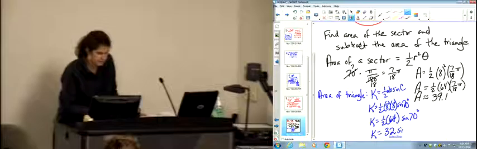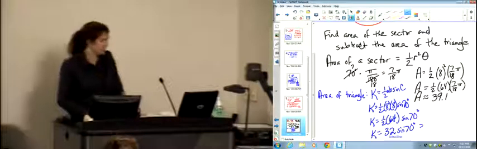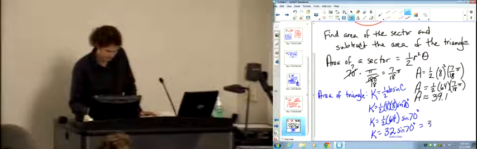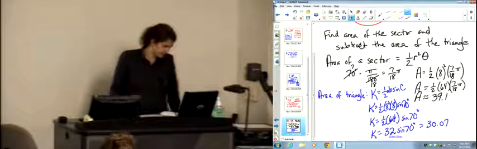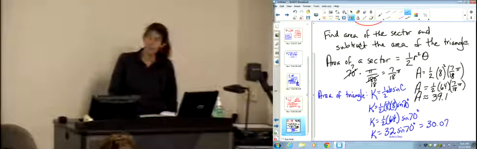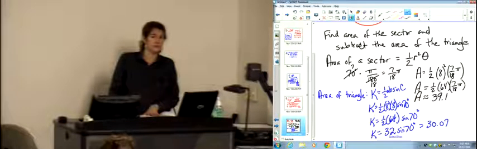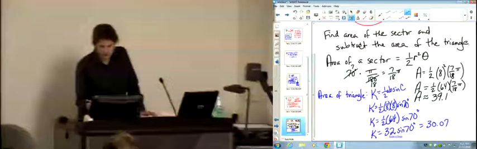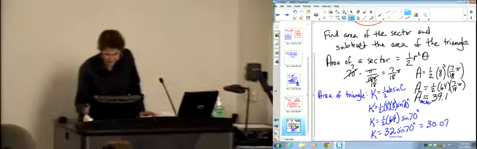So what do you get for that part? What are we getting for the area of the triangle? 30.07. So I'm hearing 30.07. Is that what you're getting? Everybody getting 30.07? Still not finished, though, because this was the area of the sector up there. This is the area of the triangle here.